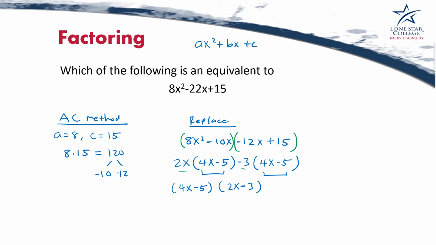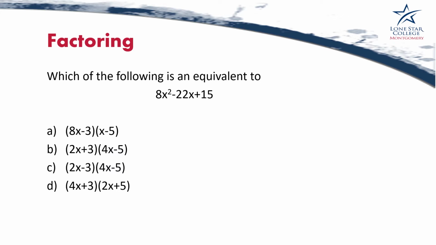2x minus 3. So the factored form of 8x squared minus 22x plus 15, using the AC method, is 4x minus 5 times 2x minus 3. And again, the order doesn't matter, and you can always check by FOILing to see if you get the original quadratic.